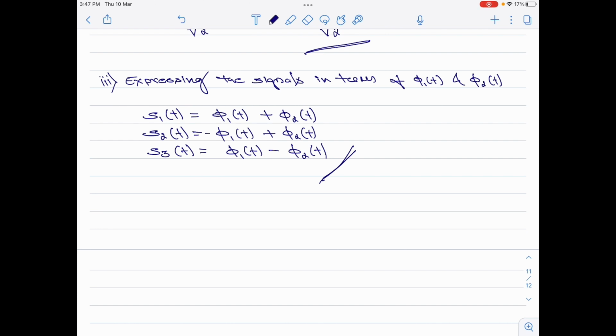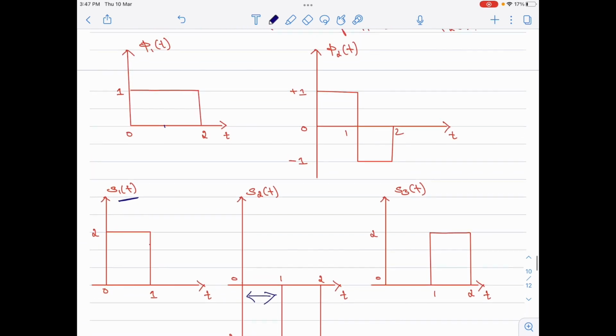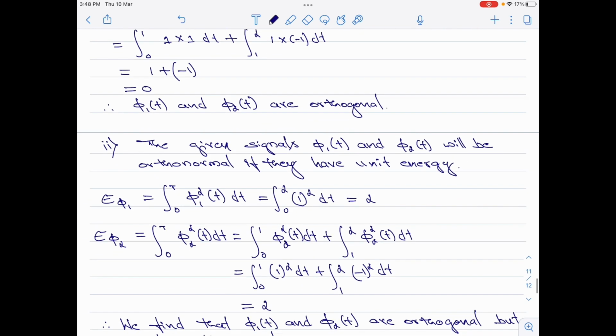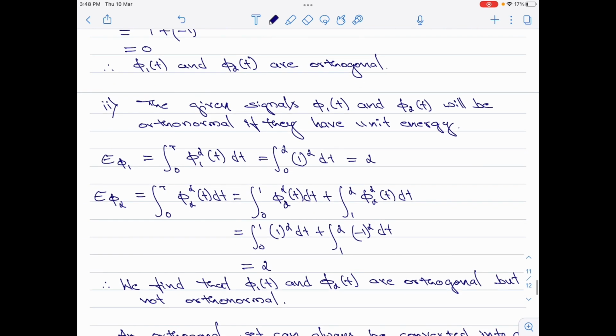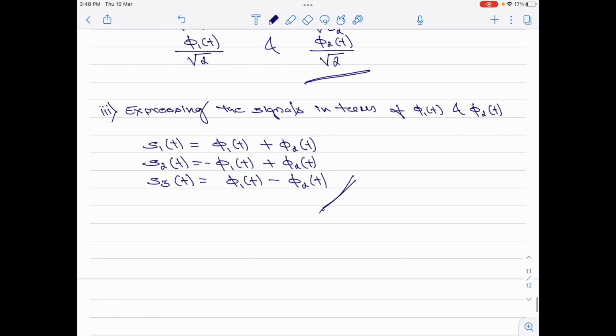Right. So, in this numerical, we have found whether the given basis functions are orthogonal. Then we checked whether they are orthonormal, and since they were not, we converted the orthogonal given signal set into an orthonormal signal set. That is done by dividing the orthogonal signal set by their energy. And lastly, we have expressed the given signal set in terms of the given orthogonal basis functions. Well, that is the end of this numerical.